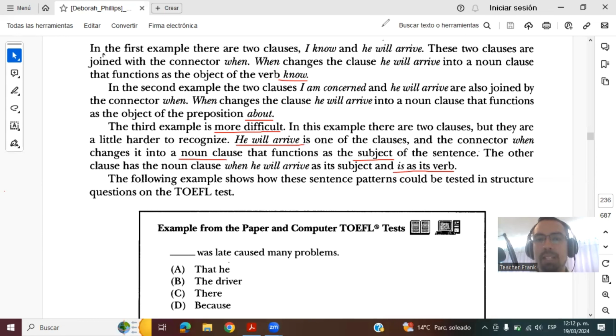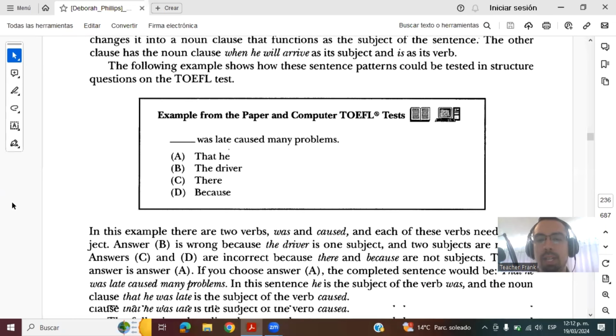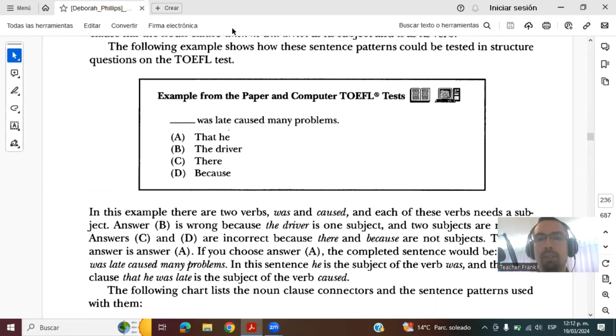Okay, let's check an example then, how TOEFL will test you. Here, for example, it says something was late, caused many problems, right? So normally you would see a verb here, and you could say who was late or what caused problems. Well, what's the problem here? We have two verbs, so automatically we need what? One connector, right? And then we have two verbs, so we also need two subjects, right? What are our options? That he, the driver, there, because.